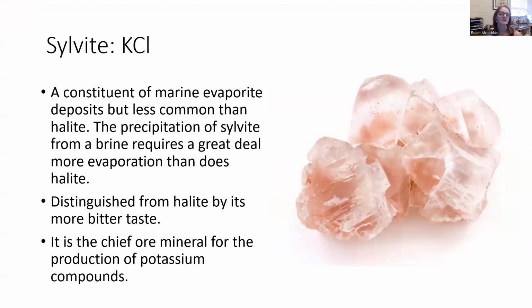Another type of salt is called the potassium salt, or sylvite, another very common constituent. It's the last of the evaporite minerals to precipitate out in that sequence that we saw, and it's distinguished from halite by its bitter taste. It's also the chief ore mineral for production of potassium compounds. And just like potassium feldspar has a pink color, potassium salt sylvite also has that pink color.